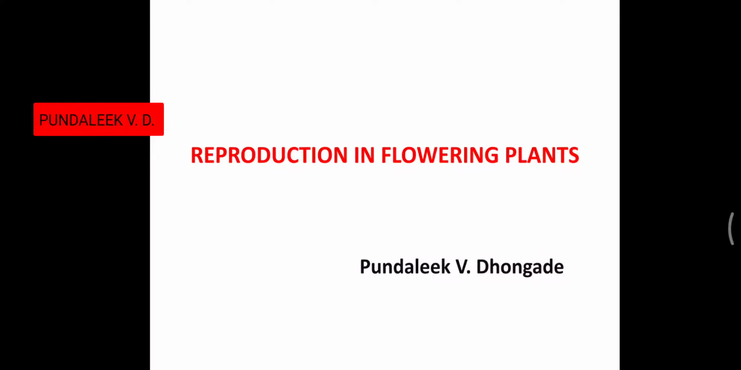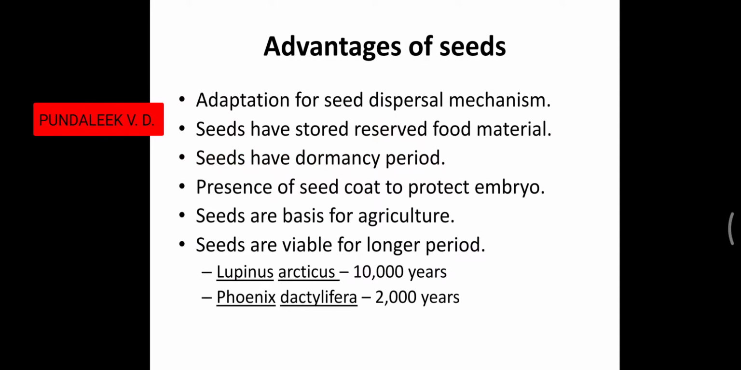Hi students, today we are discussing a few important concepts in the second chapter, sexual reproduction in flowering plants. The first concept we are going to learn is about the advantages of seeds. Before studying the advantages of seeds, we should know what a seed is.